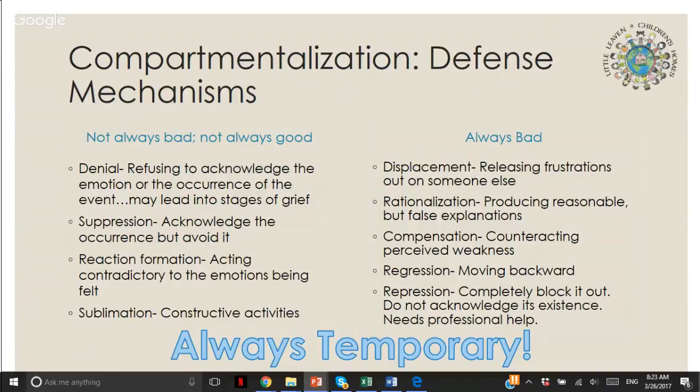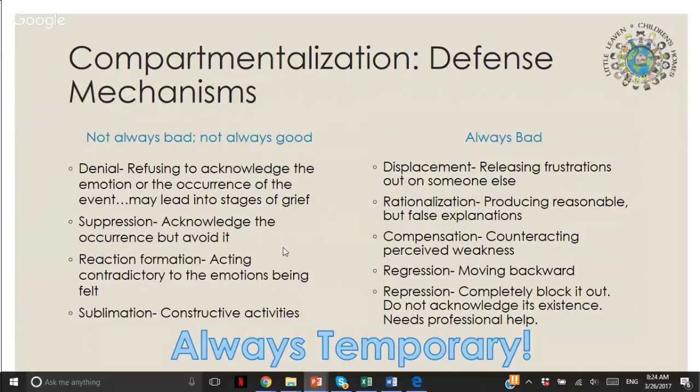Sublimation. Sublimation is usually good. Sublimation is when you're angry and you go for a run, or you write a poem. That's sublimation, and that can be pretty good. It can be bad if you work out too much. Or if you do something to make you feel better, but then you never really get to the description portion where you actually tell someone how you felt and why you felt it. If you never get there, then that's not good.